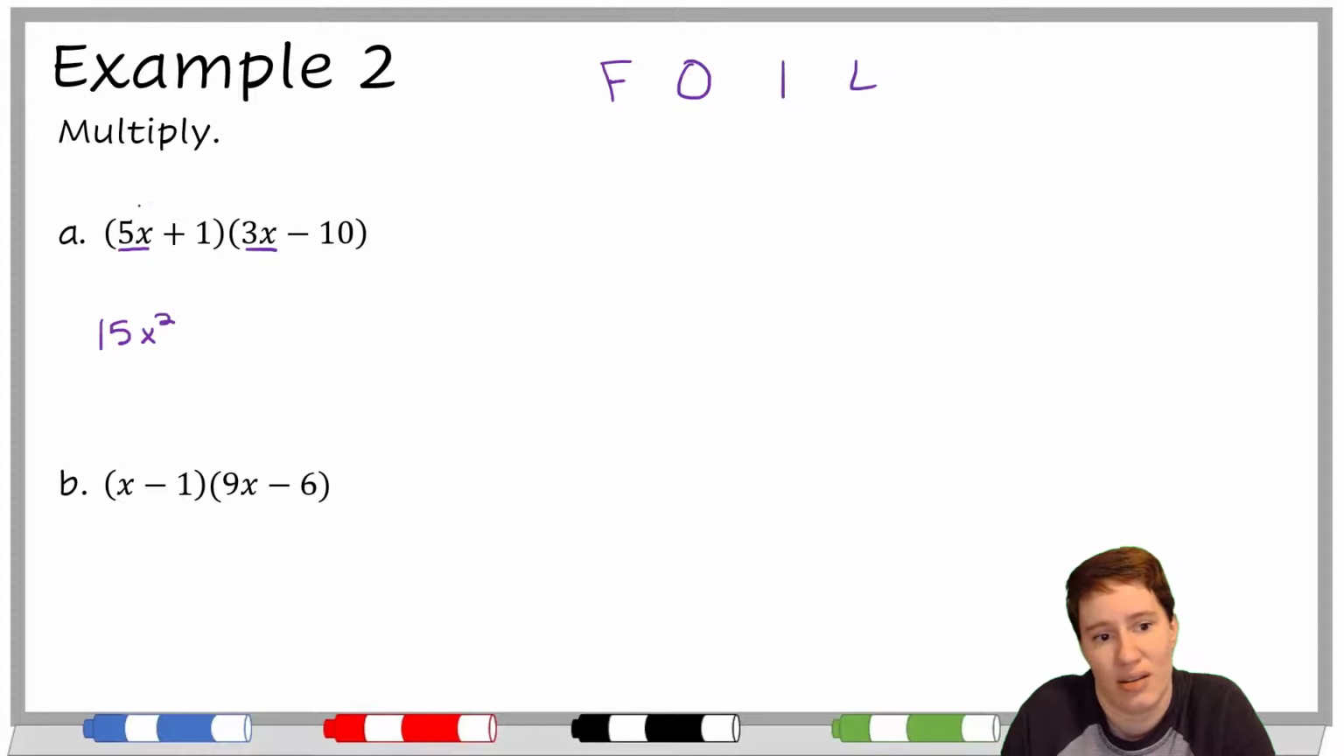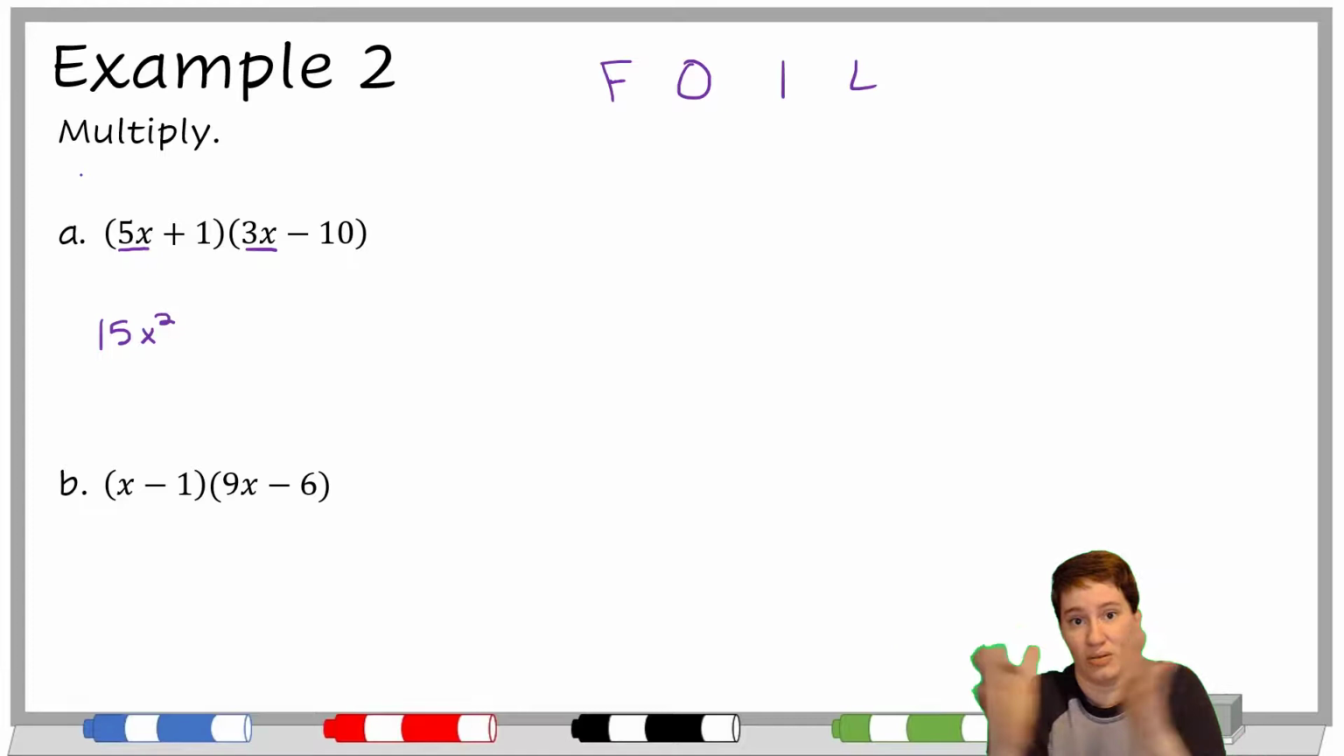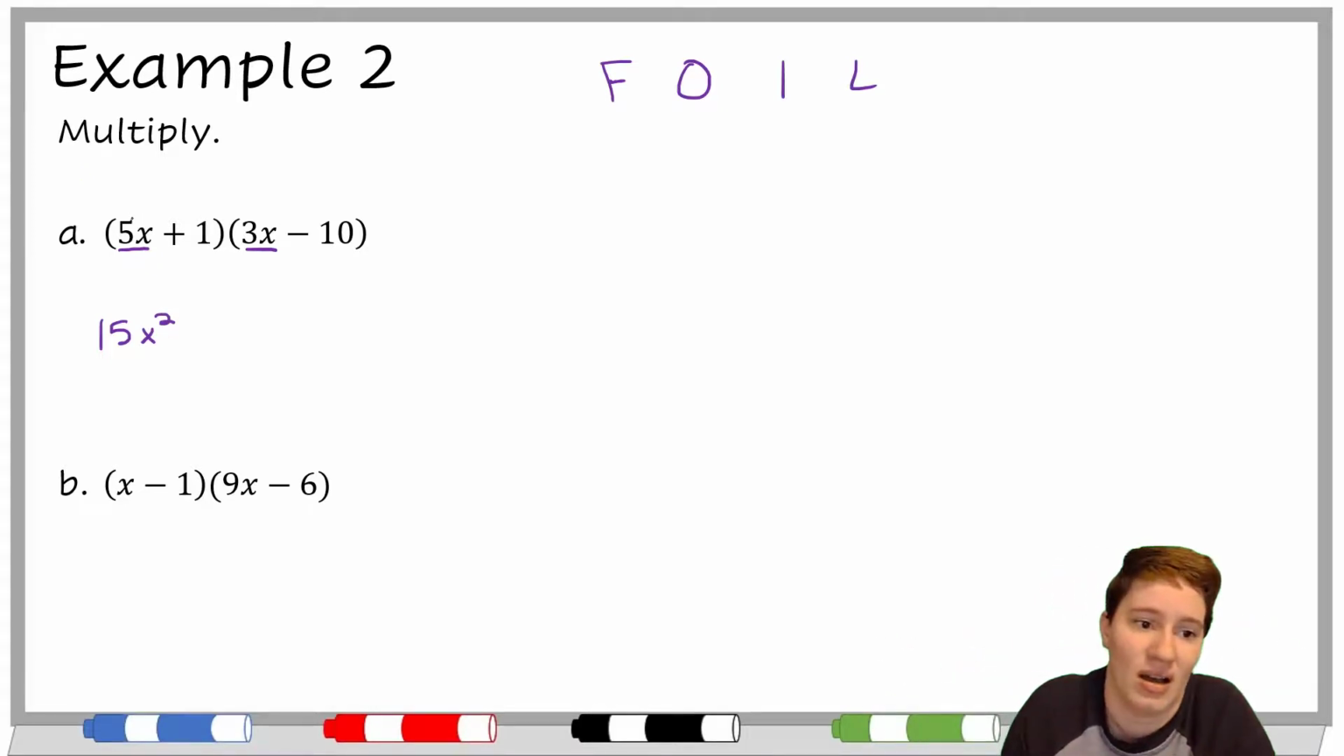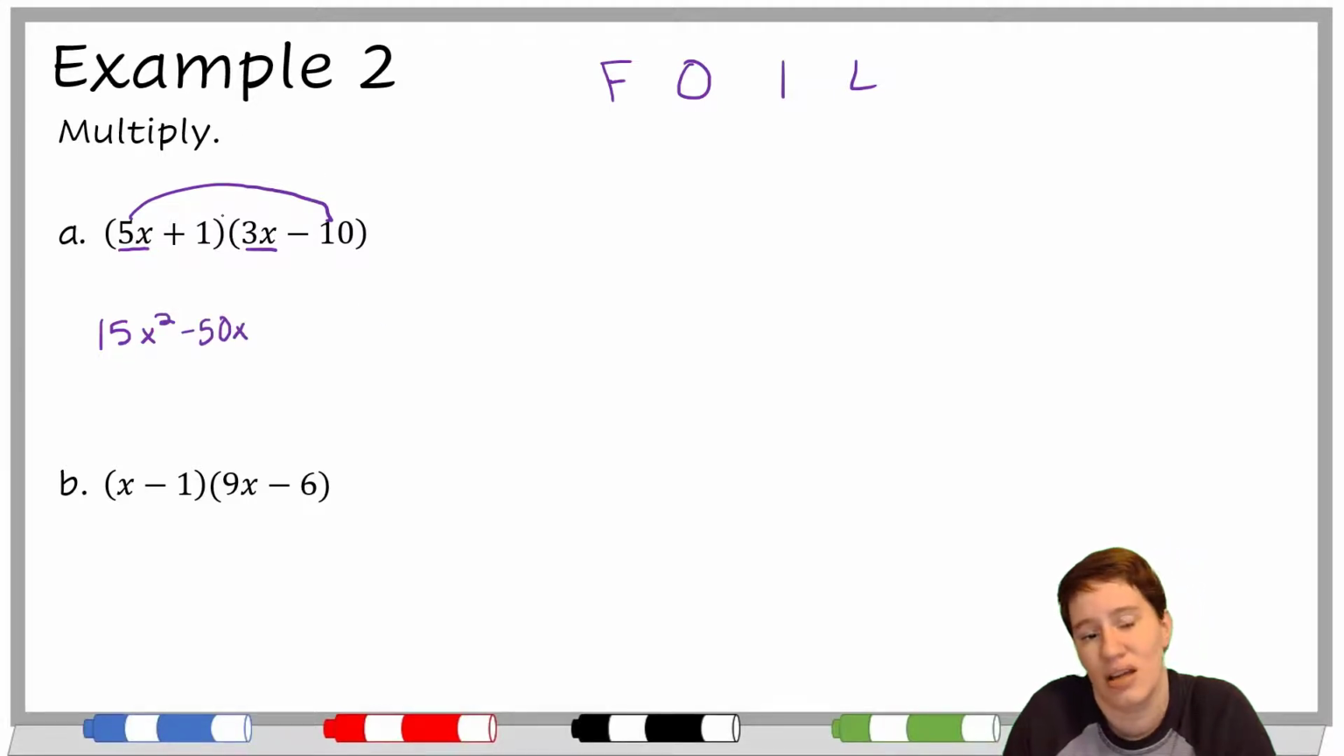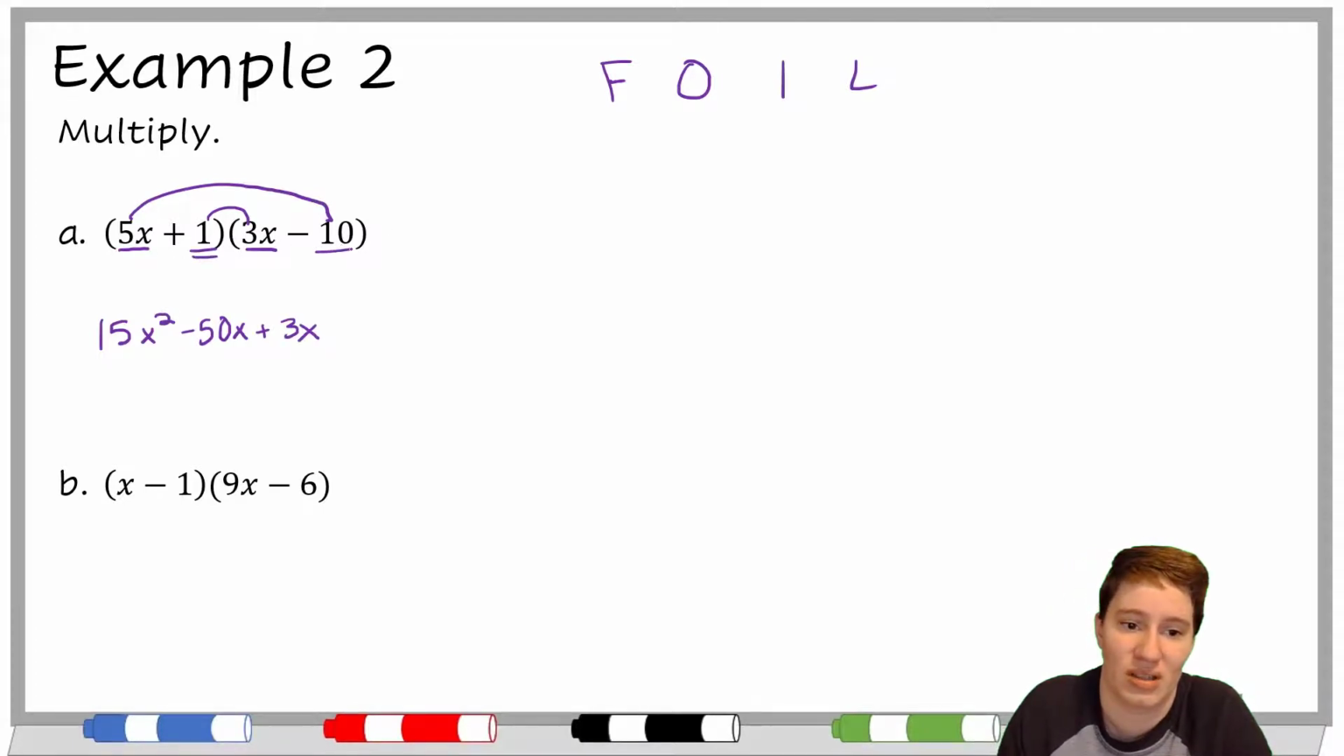Then I'm going to do the outer terms. So the ones that are the most outside in our problem, which is the 5x and the negative 10. 5x times negative 10 is negative 50x. Then we can do the inner terms. So that's the opposite of the outer terms. That's going to be these two, 1 times 3x. And then I'm going to do the last term in each parentheses, which is the plus 1 and the negative 10.